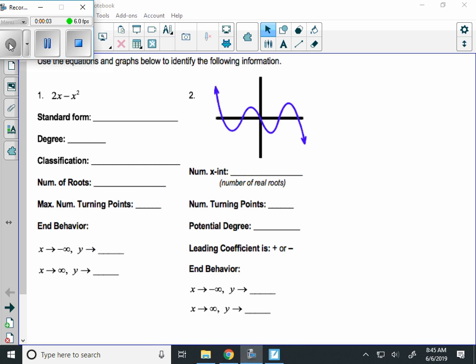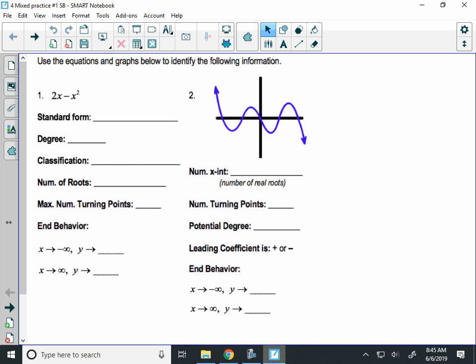This video is for mixed practice number 1 over the first 2 investigations and lesson of polynomials, unit 9. A couple questions here, then we'll do a couple practice problems from practice number 2. Number 1, we're going to put this polynomial into standard form.